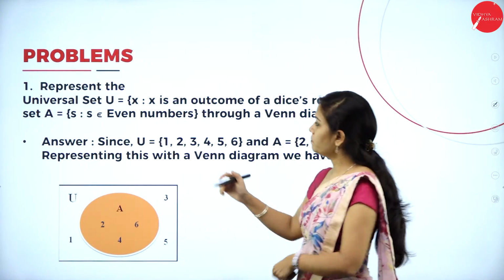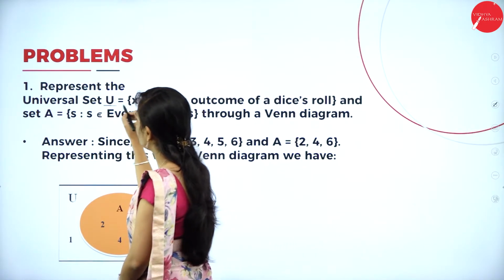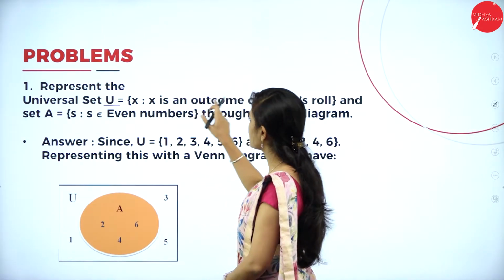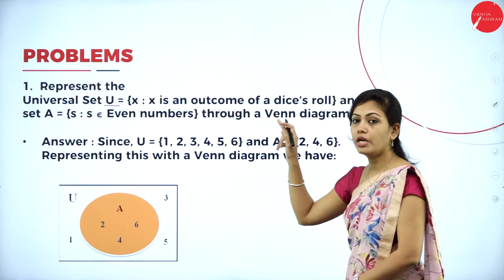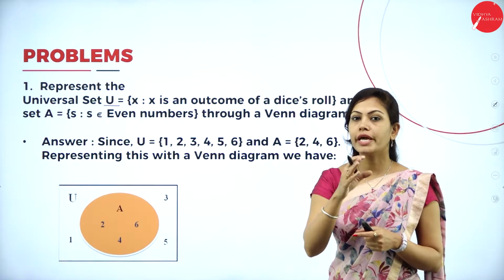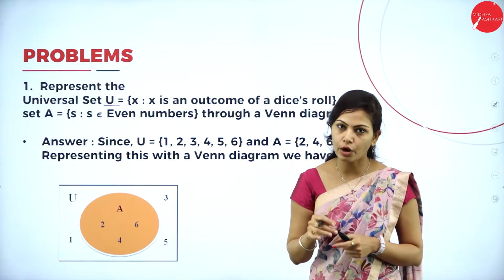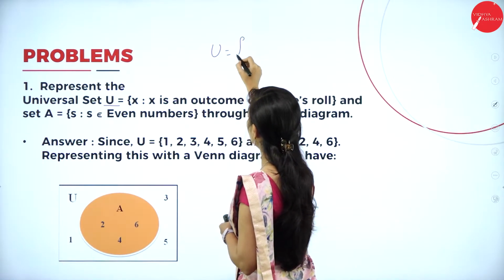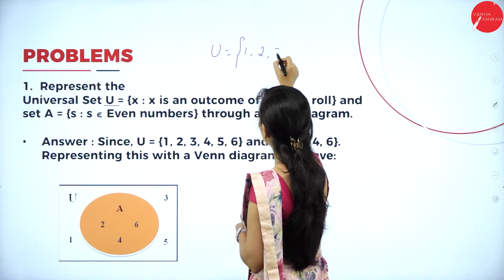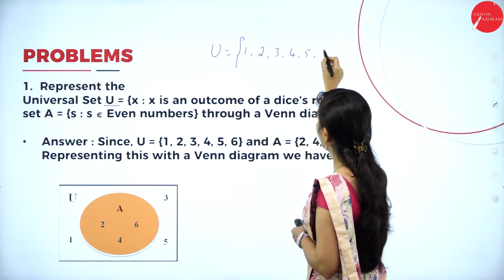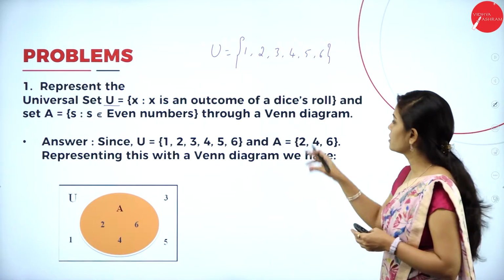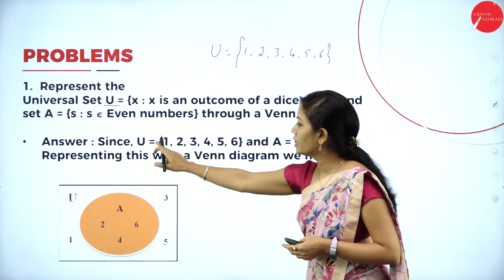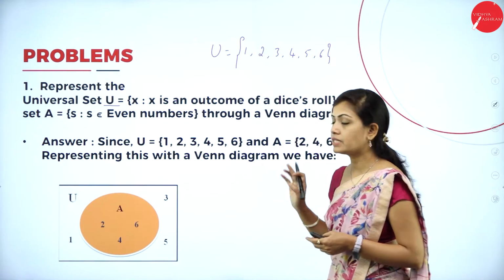So first problem: universal set U is equal to, I have one statement, x such that x is an outcome of a dice's roll. If you roll one dice, you will get 6 possible outcomes. So which are the outcomes you will get? U is equal to 1, 2, 3, 4, 5 and 6.